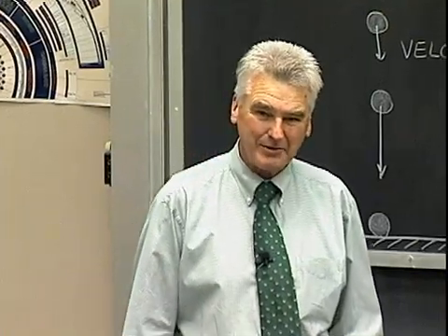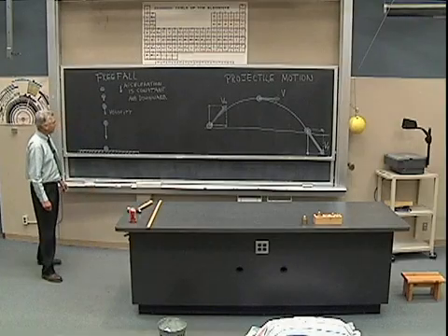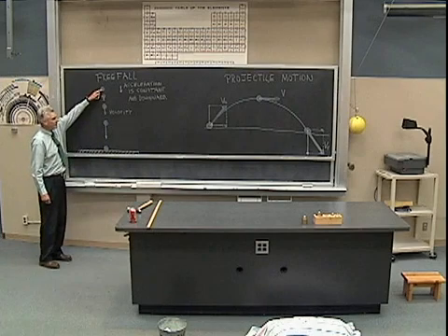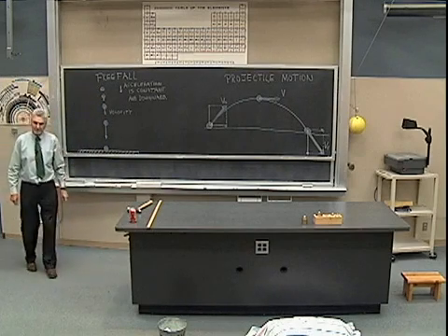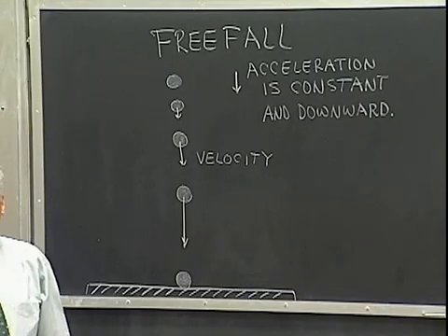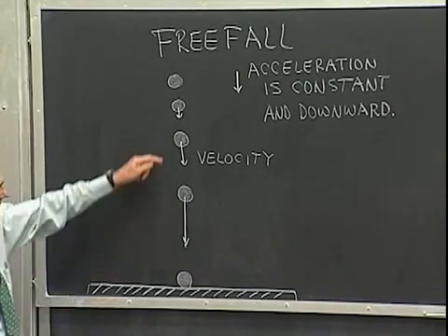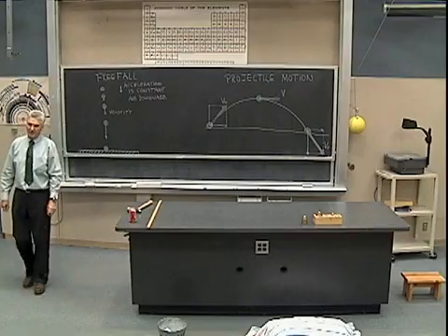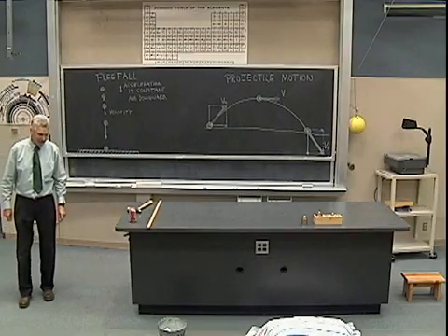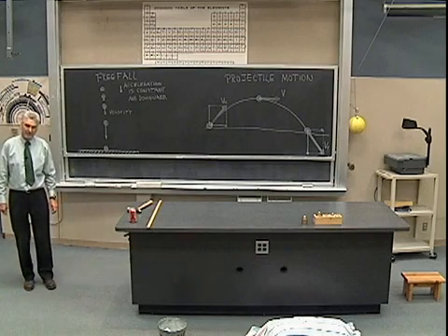Hello, I'm going to demonstrate free fall. With free fall, we have an object falling in the Earth's gravitational field. Under the influence of gravity, the acceleration is constant, independent of the mass of the object. So the velocity changes at a constant rate of 32 feet per second, or 9.8 meters per second, independent of the mass of the object.